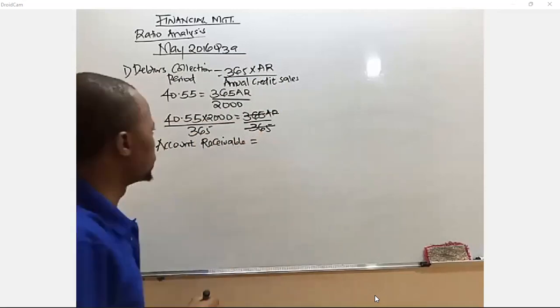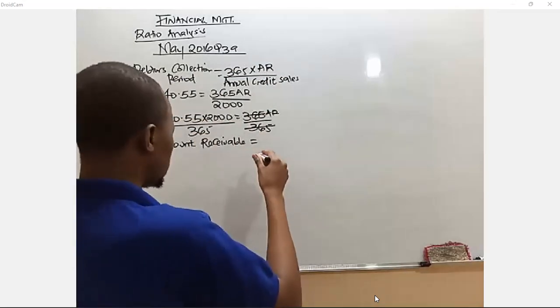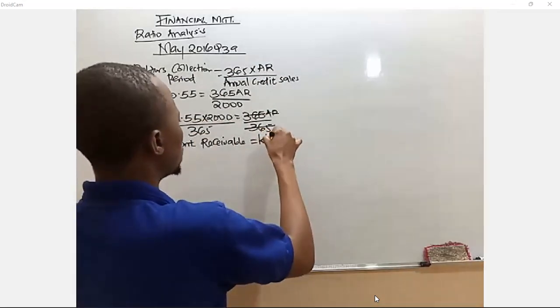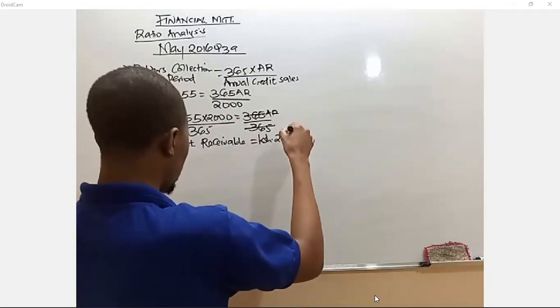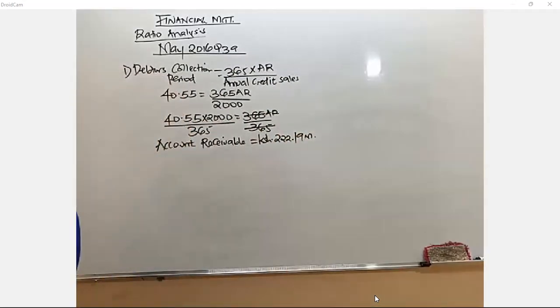So in this case, I take 40.55 times 2000, then I divide by 365 days. Remember they are in millions, right? So we get Kenya shillings 222.19 million.